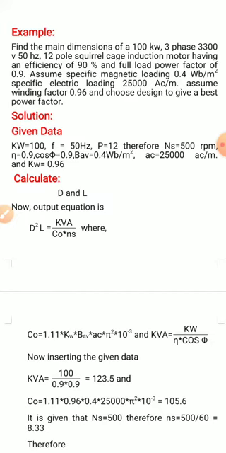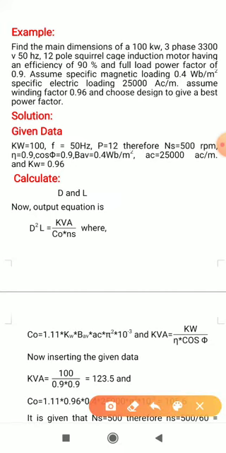Now if you read this example carefully, then the example is much similar to the examples we have already solved in the previous lectures, but here is only a small change, that we need to find the main dimensions, that is D and L, at a new constraint, and this constraint is we need to find this main dimension which gives a best power factor.